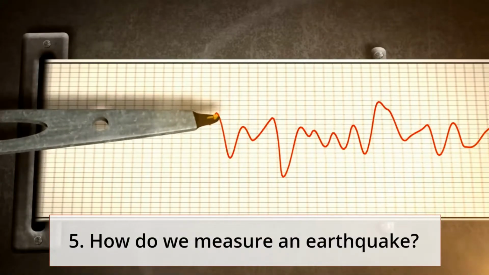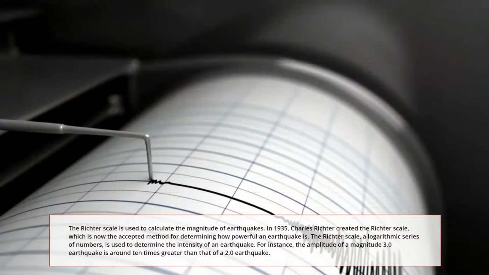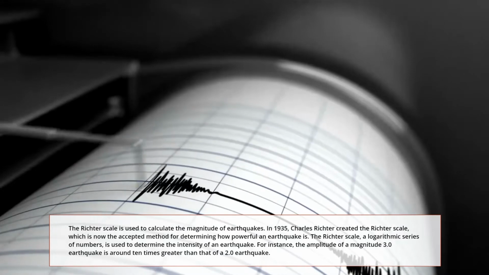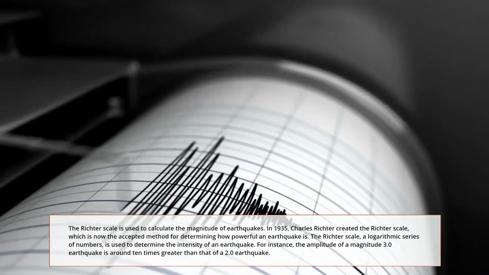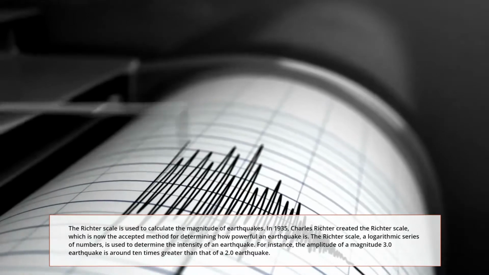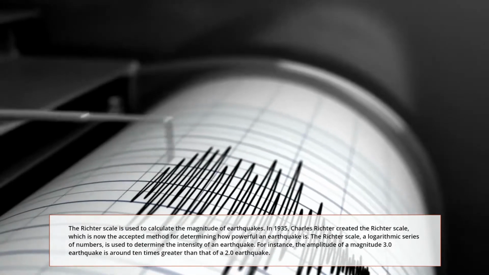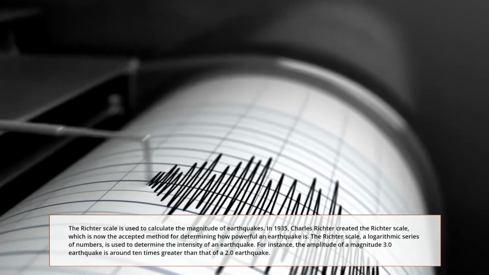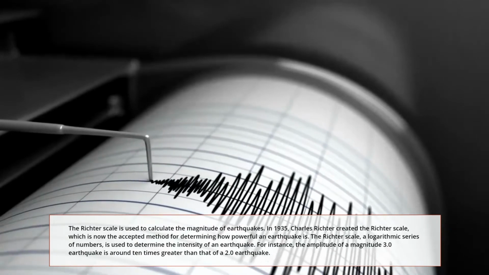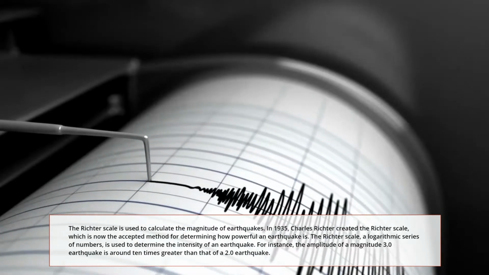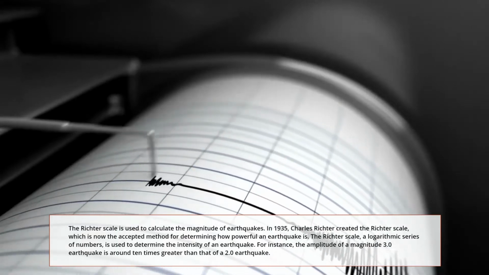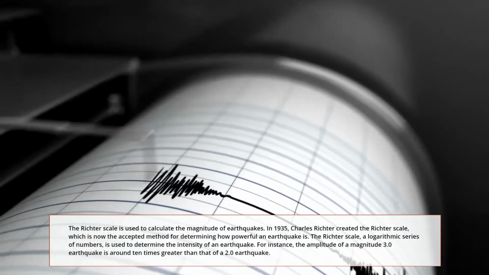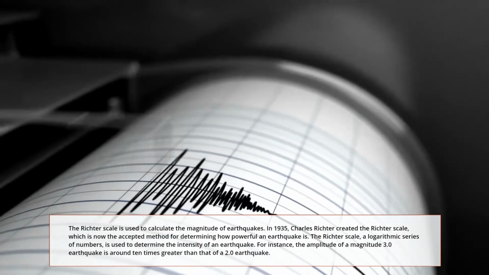5. How do we measure an earthquake? The Richter scale is used to calculate the magnitude of earthquakes. In 1935, Charles Richter created the Richter scale, which is now the accepted method for determining how powerful an earthquake is. The Richter scale, a logarithmic series of numbers, is used to determine the intensity of an earthquake. For instance, the amplitude of a magnitude 3.0 earthquake is around 10 times greater than that of a 2.0 earthquake.